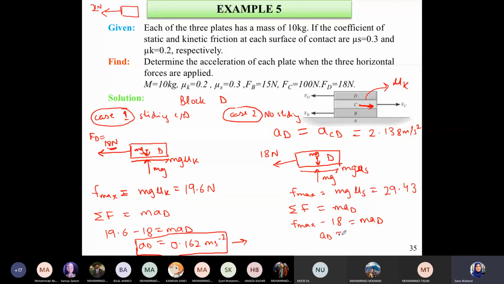So a_D आ जाता है इससे क्या, 29.43 minus 18 divided by 10. So a_D आ जाता है 1.143 meter per second square. And this is, ये a_D मतलब अगर मेरे पास maximum friction भी act करे between C and D, जब no sliding हो, तो तब भी I am getting an acceleration which has this value, but this is not equal to the combined acceleration of CD जो मैंने पहले calculate की थी. This is not equal to a_CD.